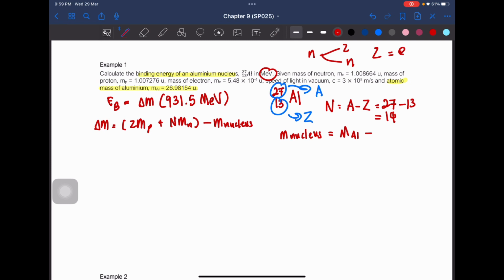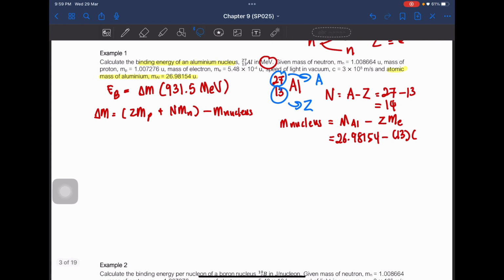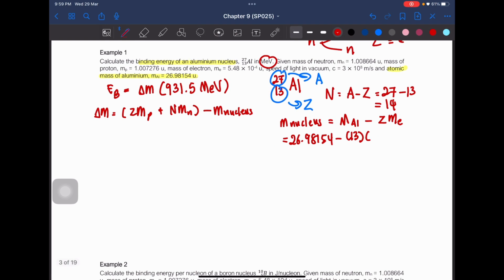So kita tolak dengan Z darab dengan the mass of electron. Mass of electron sudah kena bagikan, which is this one here. So it's gonna be 26.98154 tolak dengan 5.48. Oops, lupa Z. So Z tadi is 13. Tolak dengan 13 darab dengan 5.48 darab 10 kuasa negatif 4.